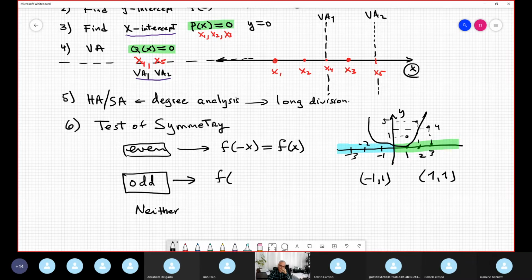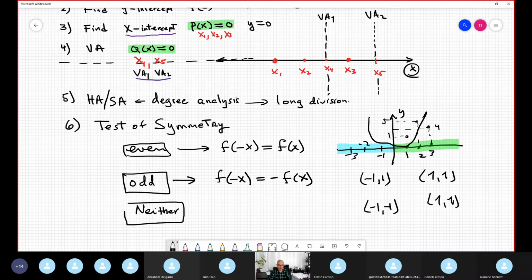Odd is similar, but it's a different symmetry. When you make a reflection, you have a negative here. In this case, suppose it's odd, the point (1, 1) would be (-1, -1). So it's the same value, but opposite sign. So you change the sign. In this case, no. They are twin brothers. In this case, no. And for neither, it's a mess.